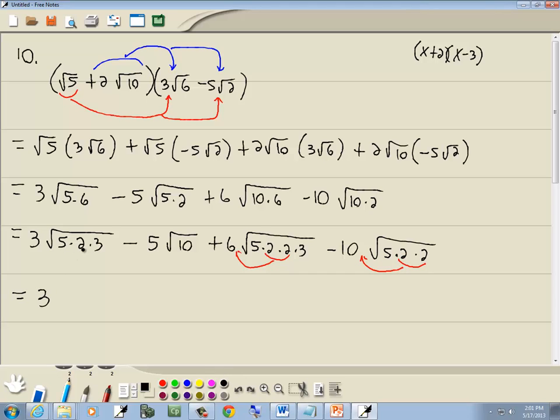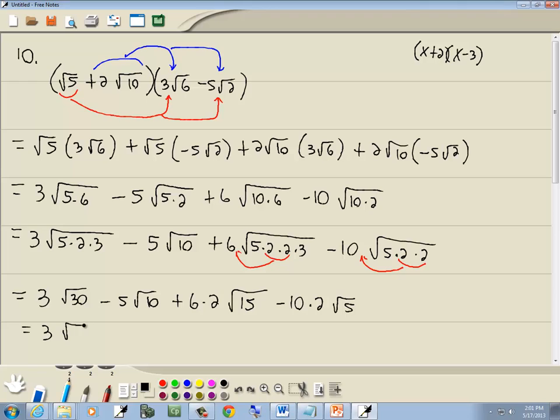Now since I have nothing in common here, I'll go ahead and multiply it back through. 5 times 2 is 10, times 3 is 30. So we've got 3 square root of 30, minus 5 square root of 10, plus 6, I'm bringing a 2 out. And then I'm left with 5 times 3 inside, which is 15. Minus 10, and I'm bringing a 2 out. I'm left with a 5 inside.